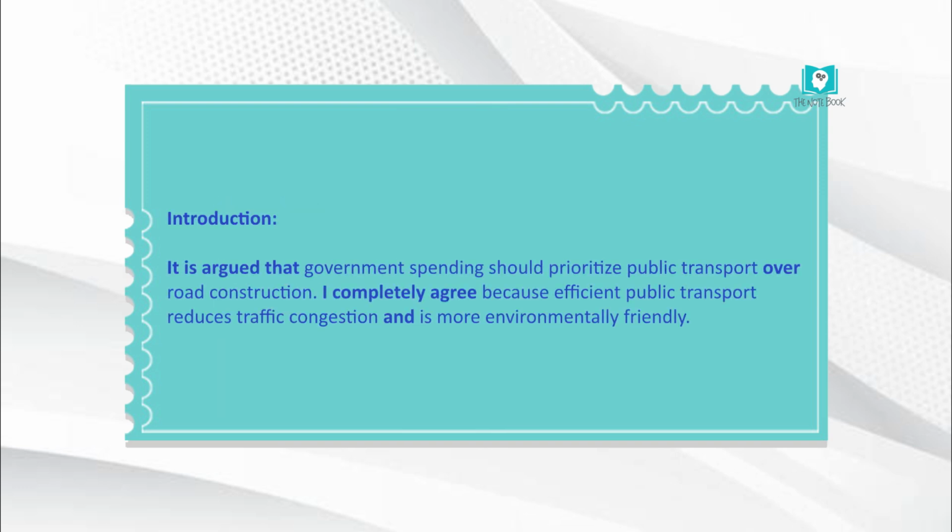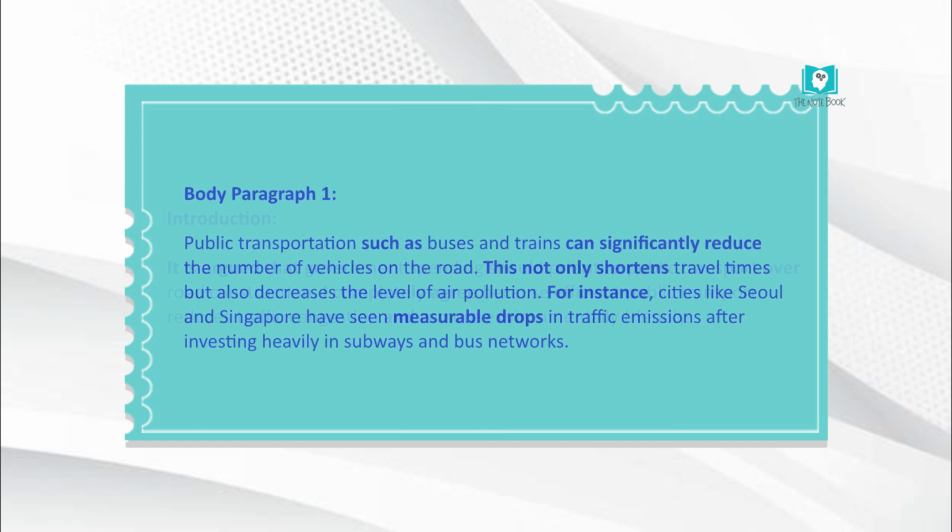Some argue that government spending should prioritize public transport over road construction. I completely agree because efficient public transport reduces traffic congestion and is more environmentally friendly. Public transportation, such as buses and trains, can significantly reduce the number of vehicles on the road. This not only shortens travel times, but also decreases the level of air pollution.